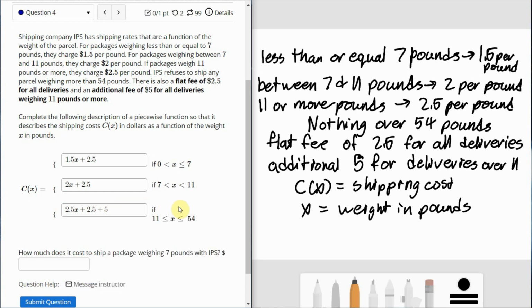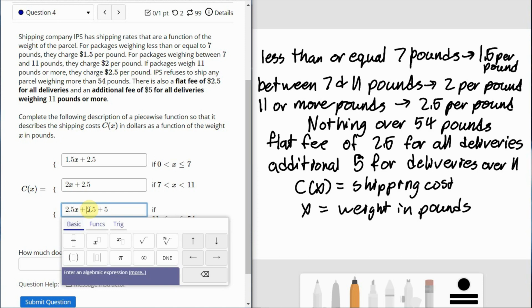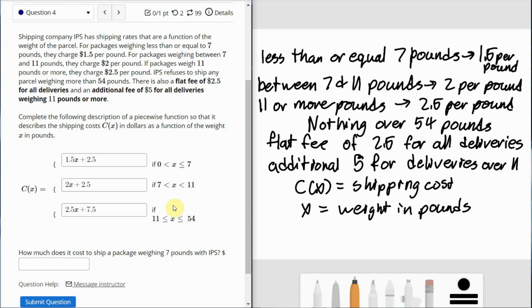Now I need to make sure each expression is fully simplified. I have 1.5x plus 2.5 for the first expression, 2x plus 2.5 for the second expression, and 2.5x plus 7.5 for the third expression.